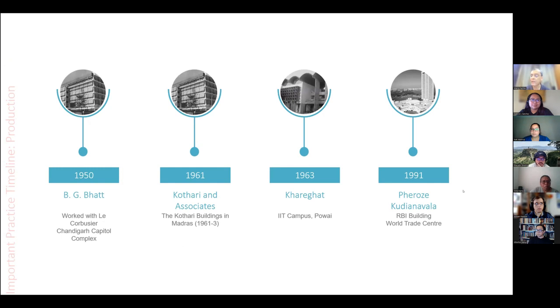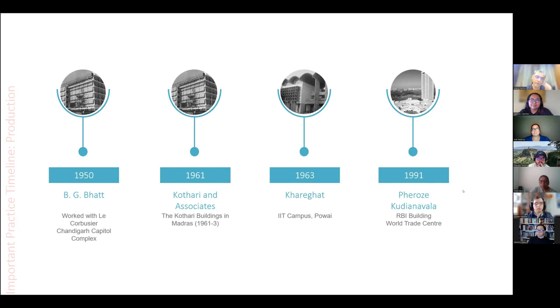And we also have practices which are production based. It means you design, you specialize in certain kinds of projects. B.G. Bhatt, again, studied in the UK and had a large practice, what we call a corporatized practice, from the '50s onwards. He designed a large number of institutes and theaters, single screen cinemas across India. Kothari and Associates from Delhi and Chennai built a large number of buildings for oil companies in India.